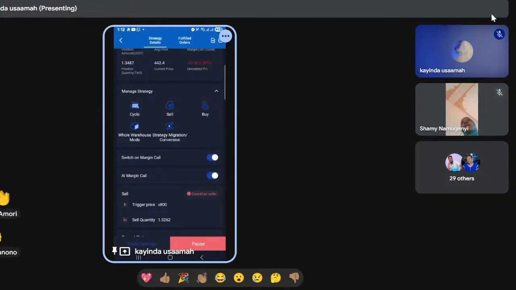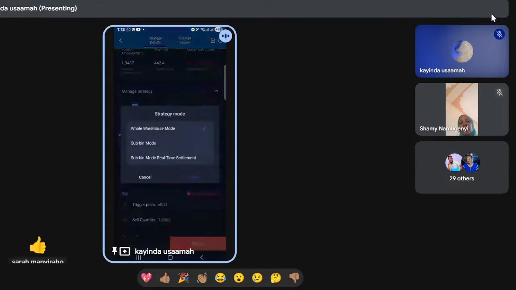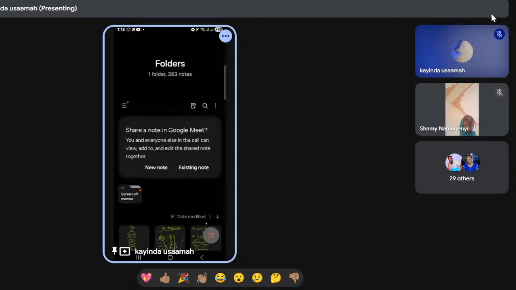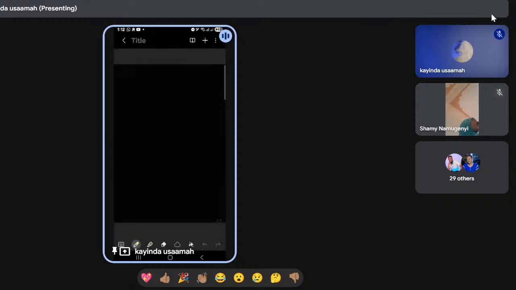Let's go. Then we have wall warehouse. Now these are what we call strategy modes. I want to explain to you what strategy modes mean. We have 3 types of strategy modes. We have wall warehouse. Forget about my handwriting. I had to be a doctor. Okay?